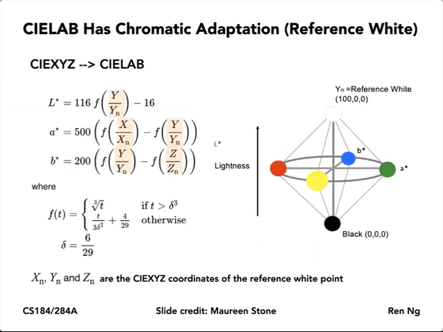So CIE lab is defined by, first, if I give you some color in the world, calculate the CIE XYZ coordinates of it, then convert to CIE lab according to these formulas. Chromatic adaptation comes in here because we divide by the XYZ coordinates, the color coordinates of the perceived white point, the reference white point in the scene.